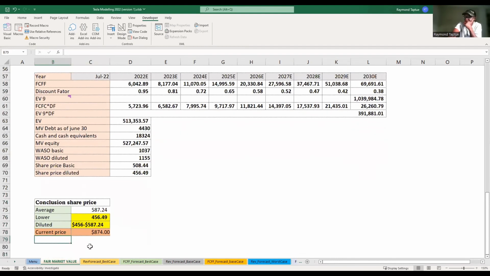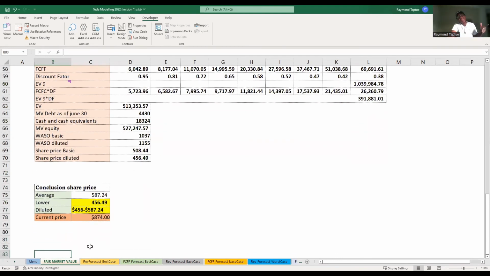So what does that mean in conclusion? It means in conclusion that the value of Tesla is a function of what you believe the company is going to be achieving within the next 8 years, or 9 and a half years if you want. Do you believe that the company will perform in line with the best case scenario? Do you believe that the company is going to perform in line with the base case scenario? Do you believe that the company is going to perform in line with the worst case scenario?